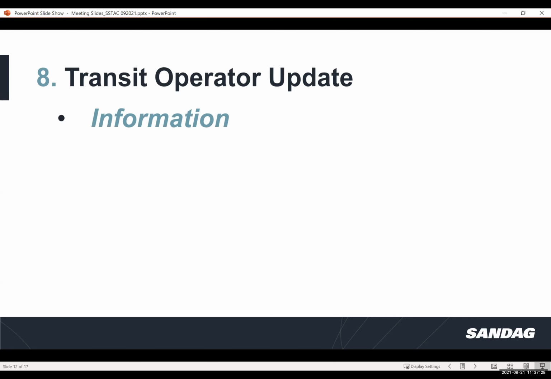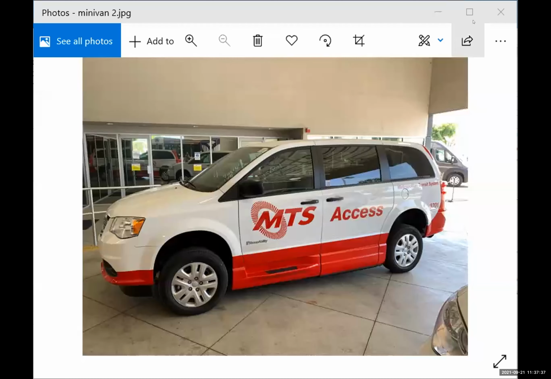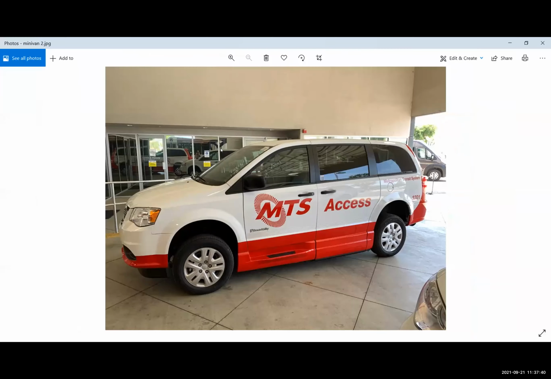And then just to share a quick photo, as I mentioned earlier, we have launched new vehicles into our fleet. We have 14 wheelchair accessible minivans that have been added to the fleet to provide another mode of transportation to our Access riders. We've gotten positive feedback from both drivers and clients on these vehicles so far. So we're hoping Access riders find this a nice addition to our fleet. And that completes my report. I'd be glad to answer any questions anyone has. Thank you.